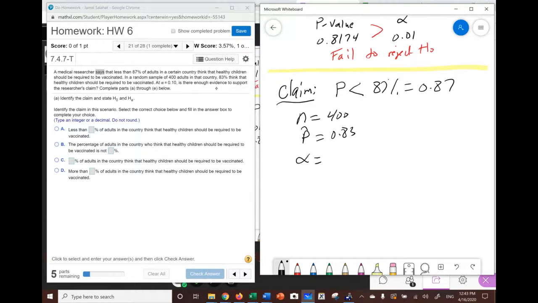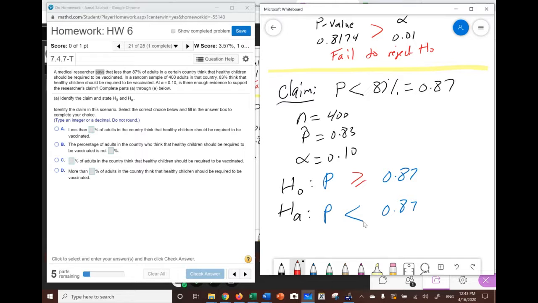At alpha equal to 0.10. Remember, it's not 1, it's 10%. Is there enough evidence to support the researcher's claim? If I want to write this statement, I will write it like this. H0 and HA are both going to be about p, and the first one is talking about 0.87, and the second one is talking about 0.87. But one is saying less, so the less goes in the bottom, and the opposite of the less goes in the top with equal. So this is how we write the statement. Again, because this is less, it goes in the bottom.